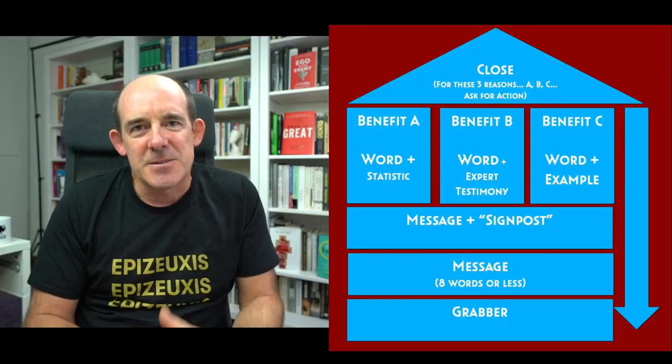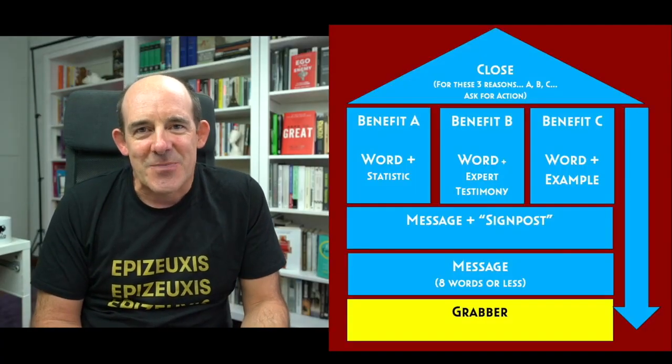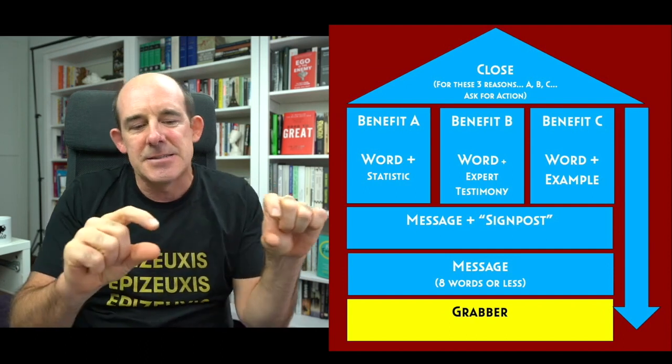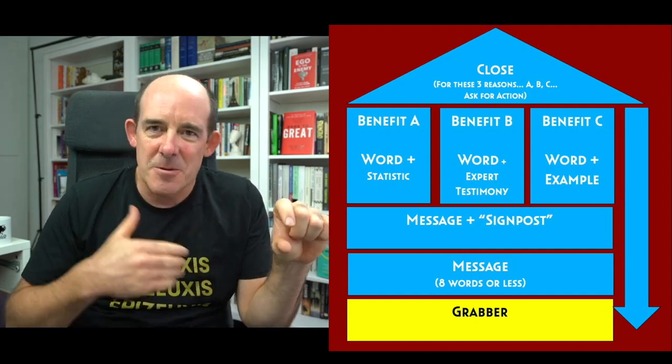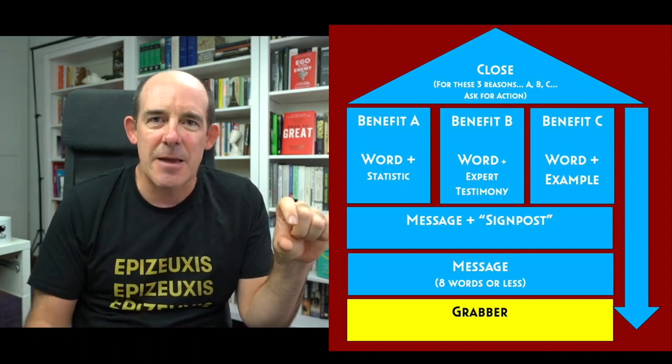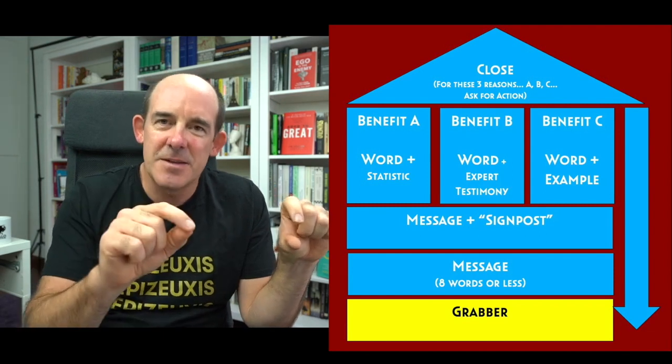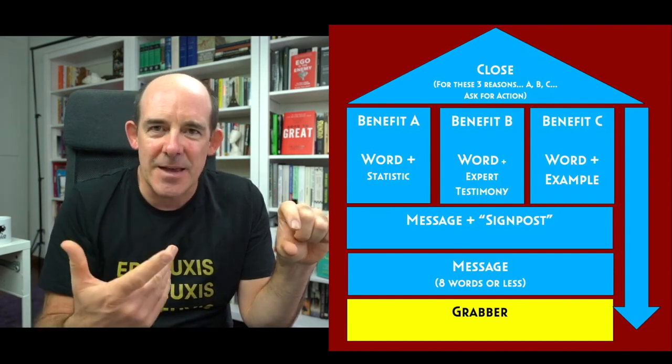I want to give a quick run through of the 8 parts of the Logos Based Speech structure. We start with a grabber. A grabber is a story from your own life about the moment that this change became important to you. A moment in time, a situation, something happened.